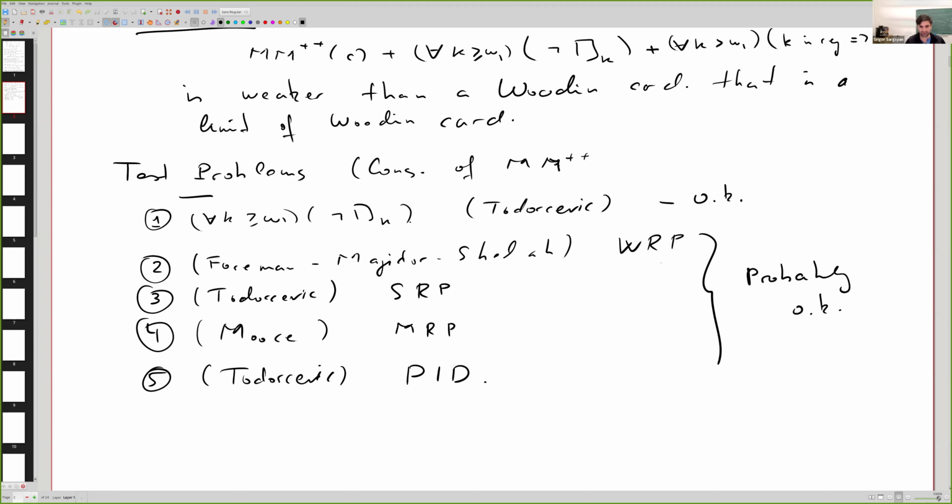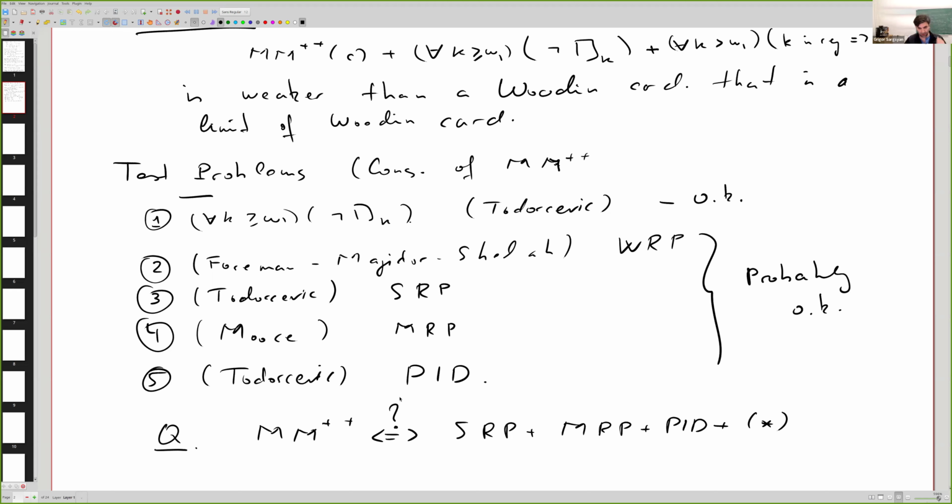It's interesting because this begs the question, maybe this is just enough, right? For example, you can ask, is MM++ equivalent to SRP plus MRP plus PID? Okay, maybe that's it, star. I don't know what else. This is also holding, right? In forcing extensions, if we do a Pmax extension, star will hold. So I don't know. Maybe this is true.